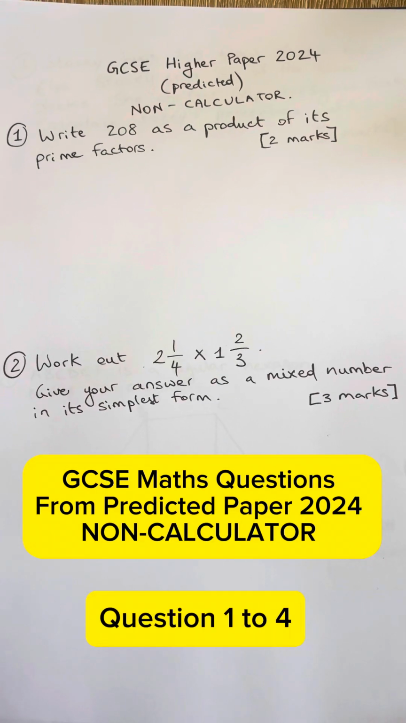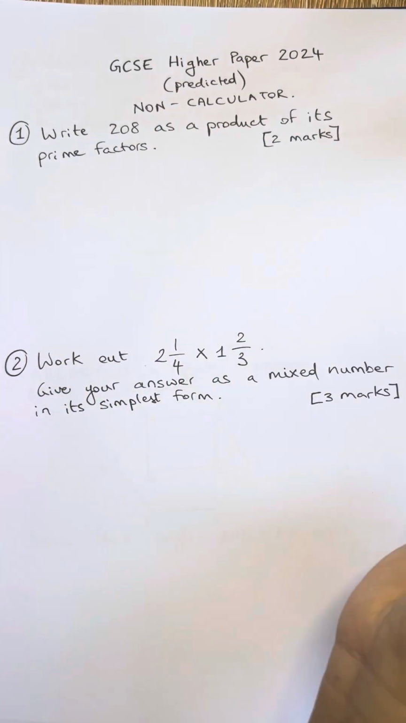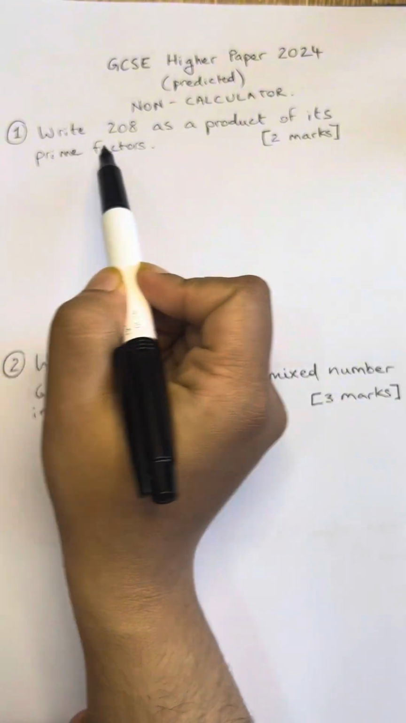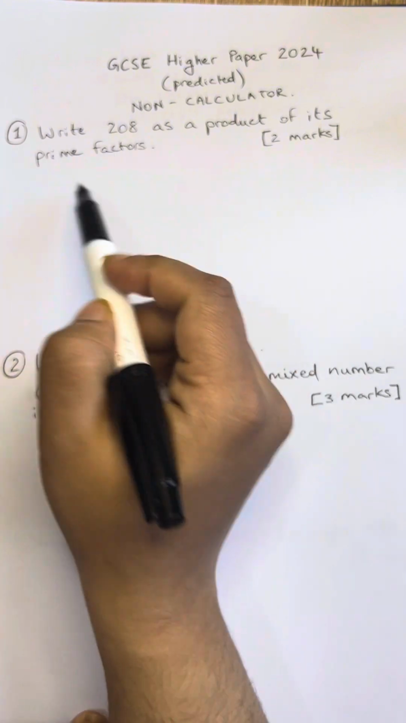Hi everyone, this is Maisha here, and today we're going to be doing some non-calculator predicted questions from the higher paper 2024. So write down 208 as a product of its prime factors. That's the first question.